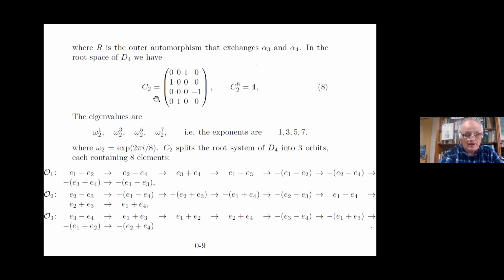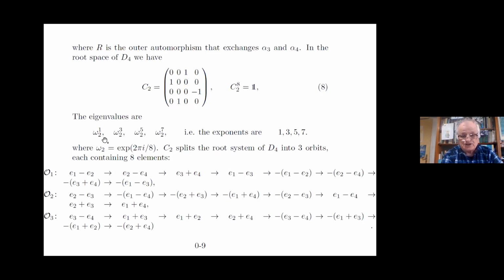Okay. When we consider the second type of Coxeter automorphism that acts on D4, then we have to compose it with the mirror automorphism. Then it acts on the system of roots by this matrix. And now its eighth power is equal to 1. And the eigenvalues are these.